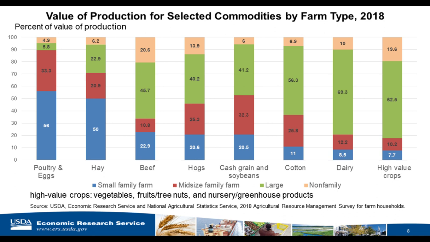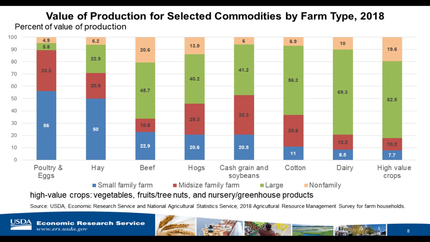So here we see that small farms produce 56% of poultry production, including eggs, and 50% of hay production. Mid-sized and large family farms account for the majority of cotton, cash grains, or oilseed production, and large-scale family farms also produce the majority of dairy. Non-family farms and large-scale farms produce the bulk of high-value crops and beef. The large-scale and non-family beef operations are most likely the large feedlot operations.